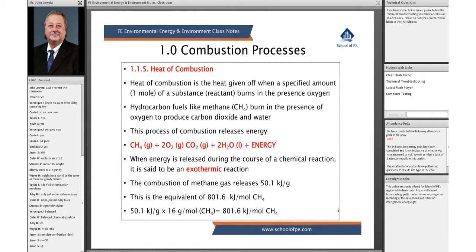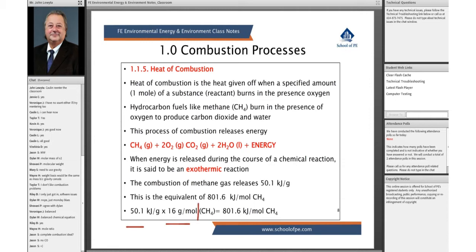So if you look at this here with the hydrogen, this is the methane, excuse me, the carbon. If you include the CH4 of the methane, this is just the gas part of it, the carbon part of it, and this is with the carbon and the hydrogen. We end up with about 801.6 kilojoules per mole of CH4, which is 50.4 times 16 grams per mole.